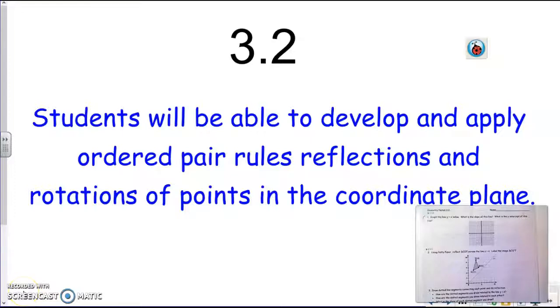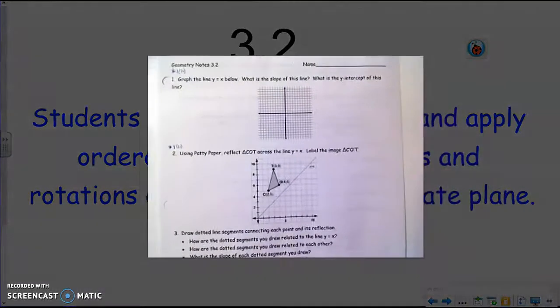This is block 2 of topic 1. In this lesson, we're going to learn how to develop and apply ordered pair rules for both reflections and rotations of points in the coordinate plane. So before we get started, we're going to have a little algebra review that will be necessary for today's lesson.